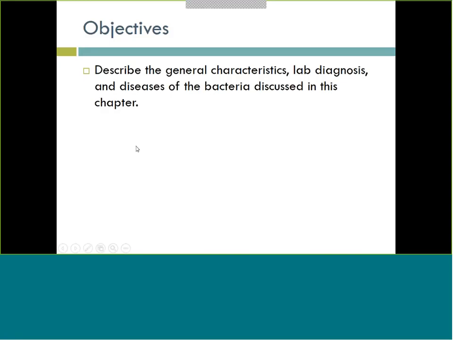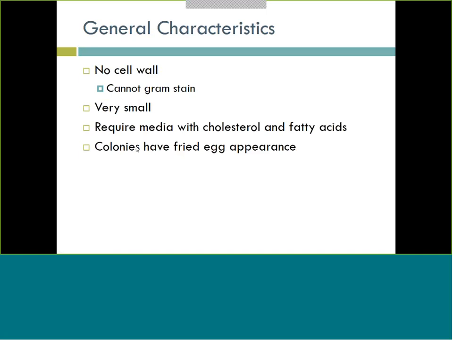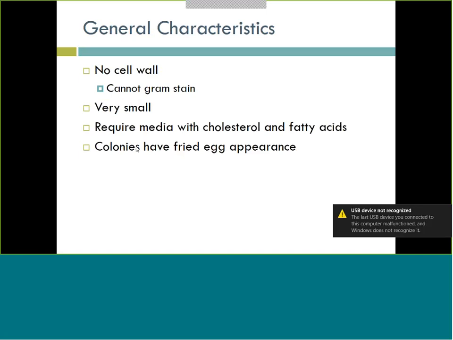Okay. All right, so these two, Mycoplasma and Ureaplasma, are very unique in that they are bacteria that have no cell wall. So obviously we can't gram stain them. The gram stain targets the cell wall on bacteria, that's how we gram stain. If they have no cell wall, we cannot gram stain these organisms. And they are also extremely small little bacteria. They're tiny. So in order to grow these, they are quite picky. They are going to require agar that has cholesterol and fatty acids added to it.